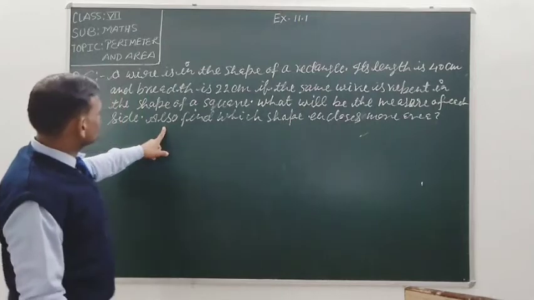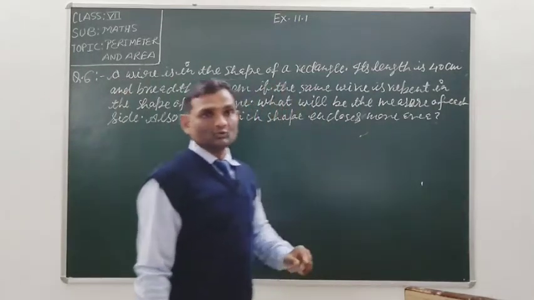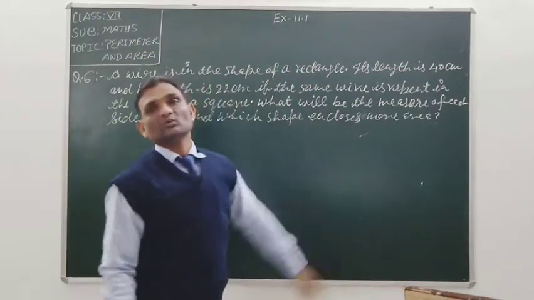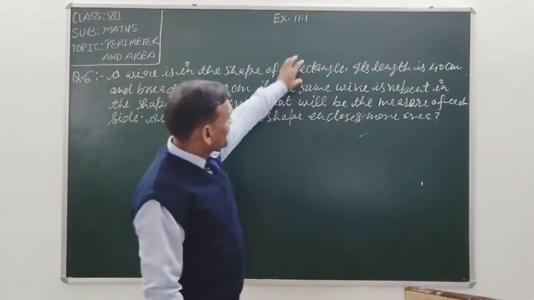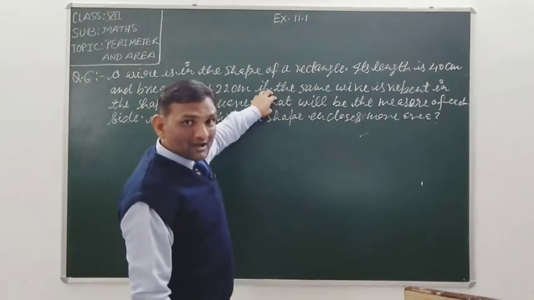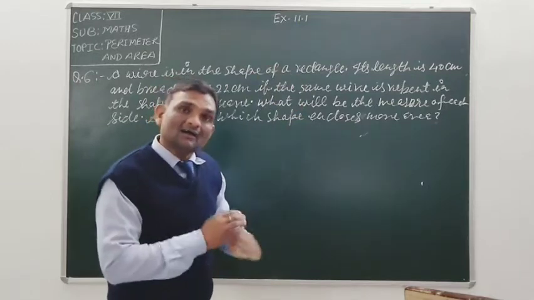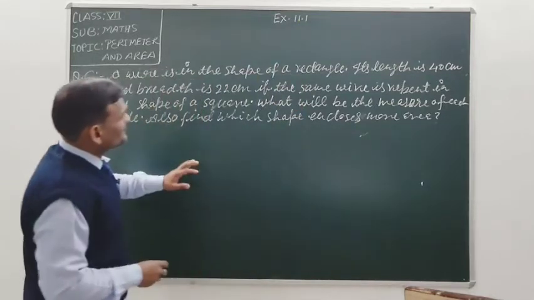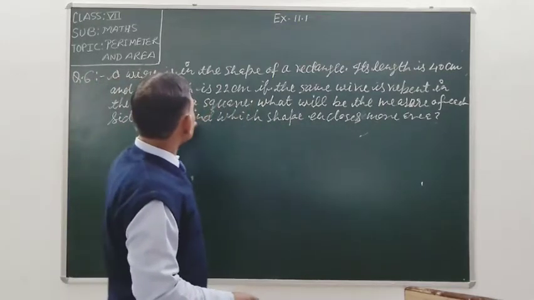And the second question is asking me, also find which shape encloses more area. The question is asking me, rectangle has more area or square has more area. So number by number, firstly we find the area of rectangle, then we find the area of square. After this we can tell which shape has more area, student. But before finding this, we have to find out the side of the square.